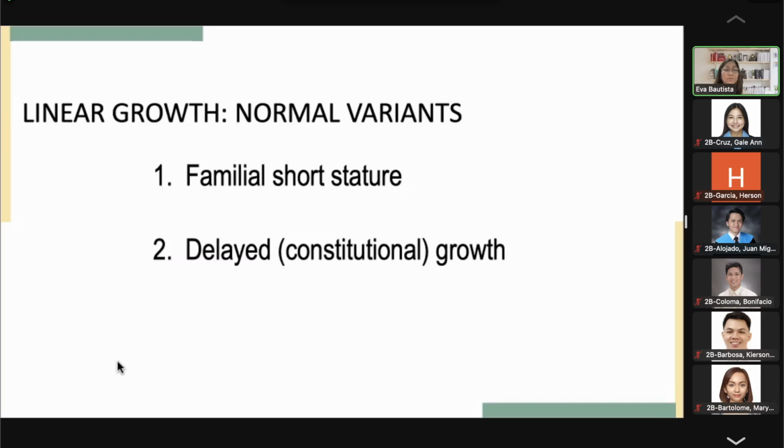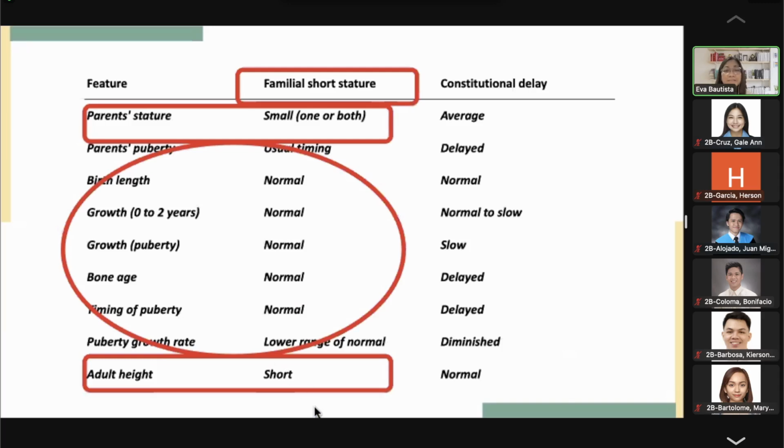So we'll go first now to your normal variants, okay? Not all that doesn't fall within the expected is abnormal, okay? So we have variations from the normal range, and these are also still considered normal variants, not pathology. So we have the familial short stature and the delayed constitutional growth. Okay, let's compare the two. So first, let's look at the familial short stature.